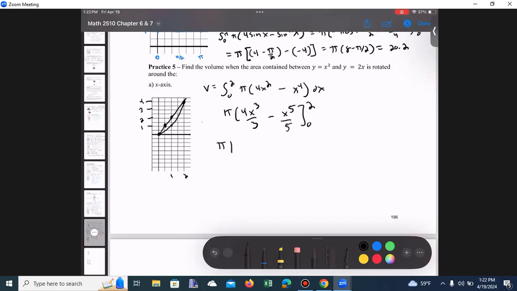So it'll be pi 4 times 2 cubed over 3 minus 2 to the 5th over 5, and 0 for the lower limit. This becomes 32 over 3 minus 32 over 5. And we put this in a calculator, we get 13.4.